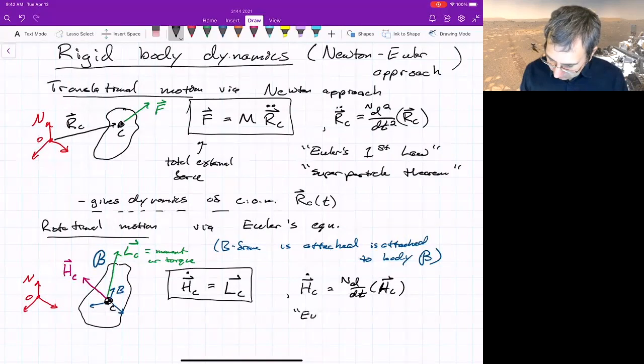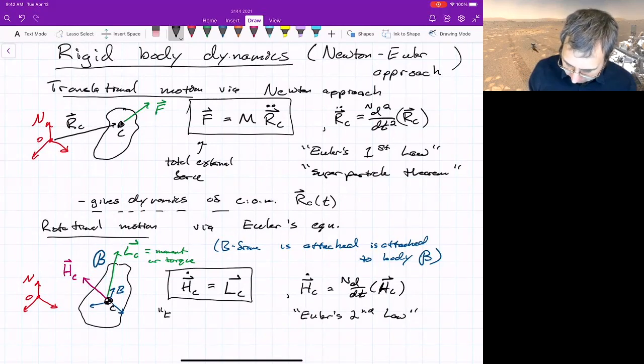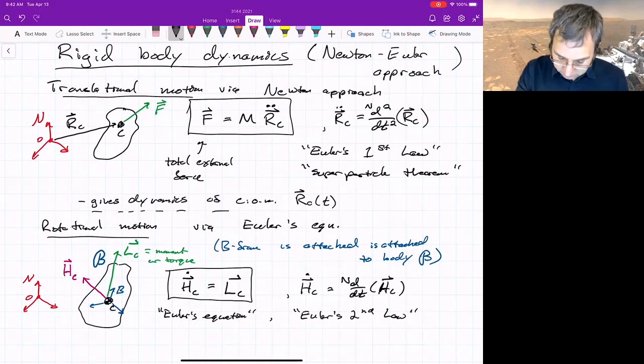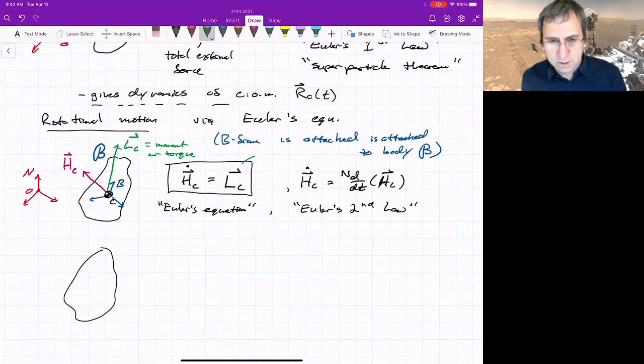And sometimes this is called Euler's second law, but again, that's kind of weird and confusing. So we will just call it Euler's equation. This is Euler's equation. And we're going to write Euler's equation in a bunch of different ways. What is L_C? The total moment, total external moment. And we could write a formula for it. I'll draw the shape again. I'll write the moment with respect to some reference point.